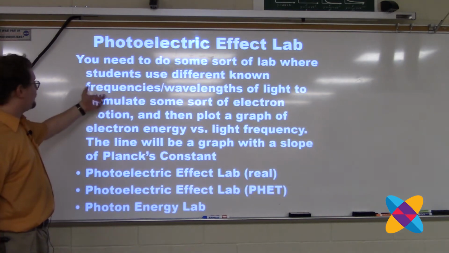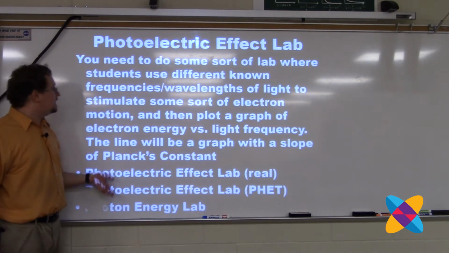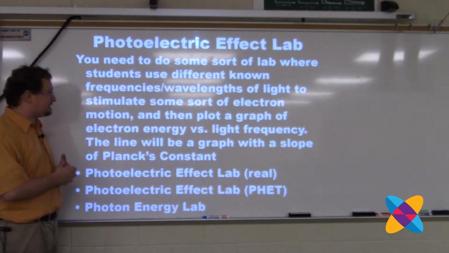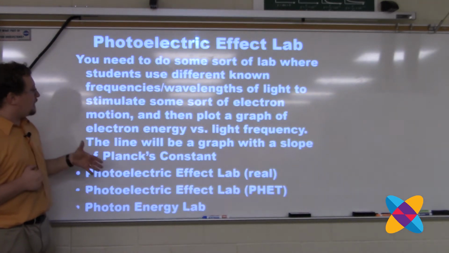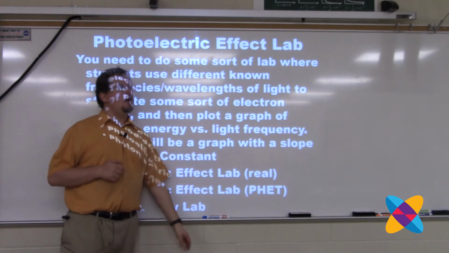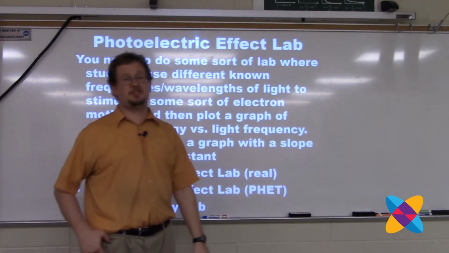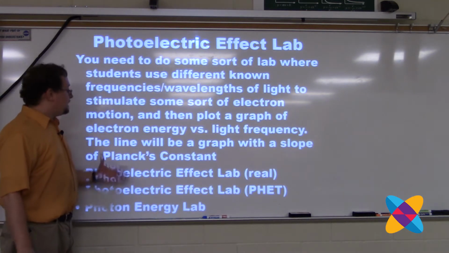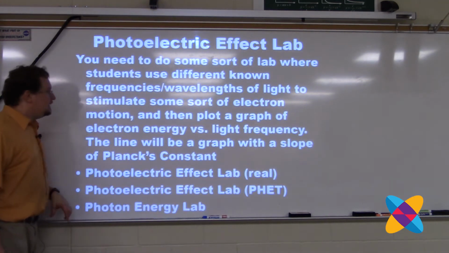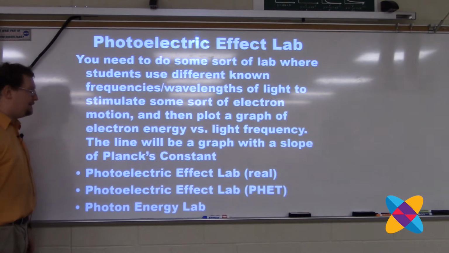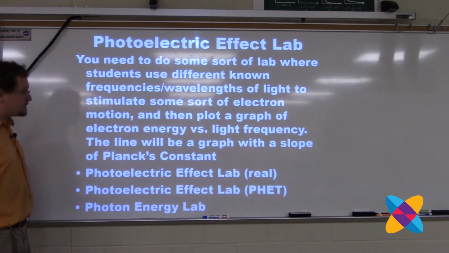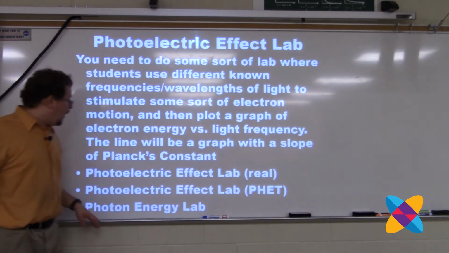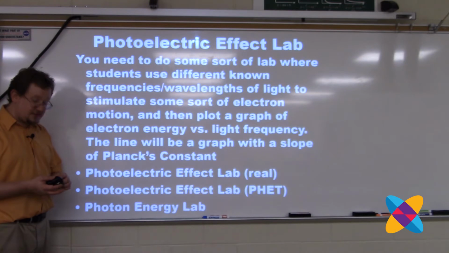So you would use different frequencies or wavelengths of light. You would stimulate some electron emission, probably in the photoelectric effect device. And then you can plot a graph of energy versus frequency. That's really what you need your students to do, is to plot some energy versus frequency graphs, and they need to know that the slope is Planck's constant. So you can use a photoelectric effect lab in real life. There is a photoelectric effect simulation on PhET that you can use, or you could do the Photon Energy Lab that I'm going to show you.